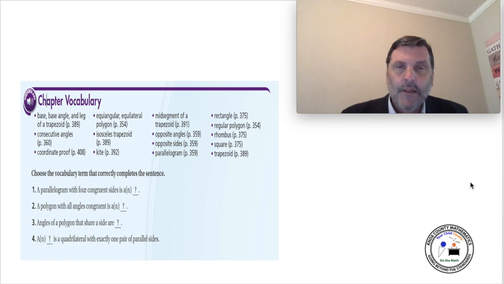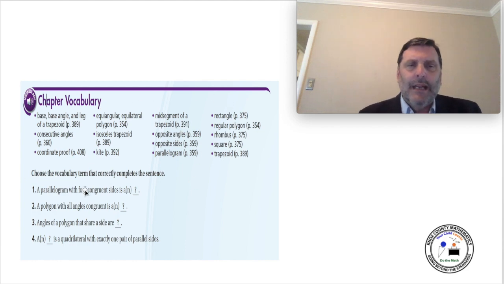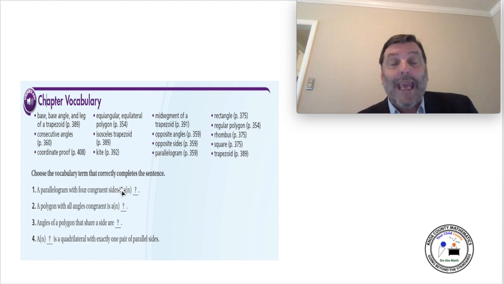Okay, so let's see what we've got. Again, key vocabulary to look at. Vocabulary that comes to mind: consecutive angles, angles that are beside each other. Isosceles trapezoid, similar to an isosceles triangle, it means the non-parallel sides are congruent. We've got opposite angles, opposite sides. These are key vocabulary that come to mind, and we've got some question starters to help you out. A parallelogram with four congruent sides is a, what would it be?